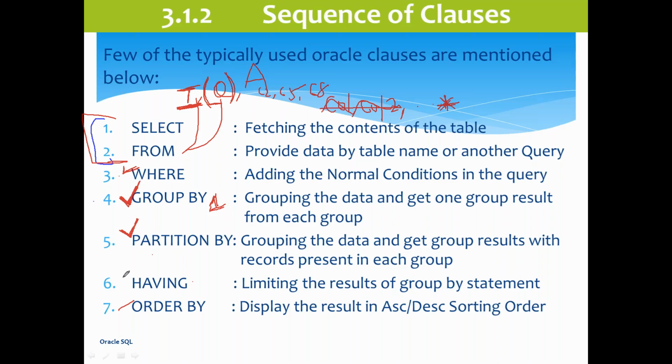Next, HAVING. Here we are segregating the data with some aggregate functions: one is SUM, another is MAX for the highest, another is MIN for the lowest, another is COUNT, how many students are there in that branch, and another is AVG, average. So these five functions are used with GROUP BY: sum, maximum, minimum, count, and average.